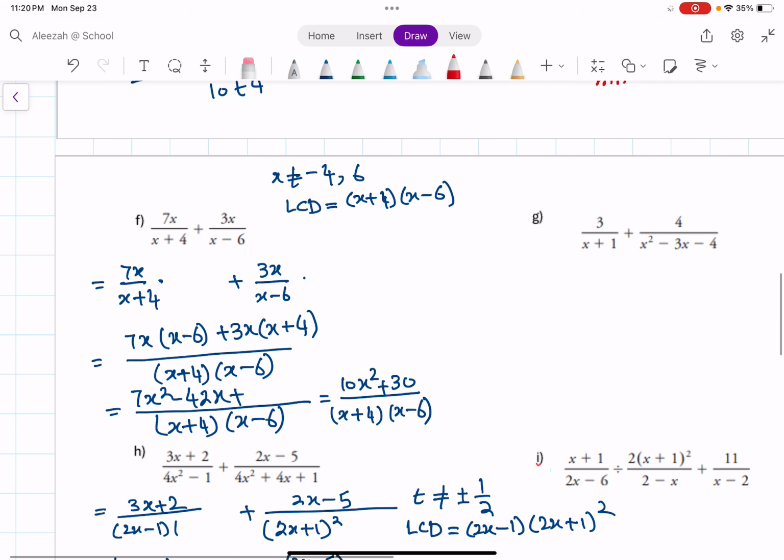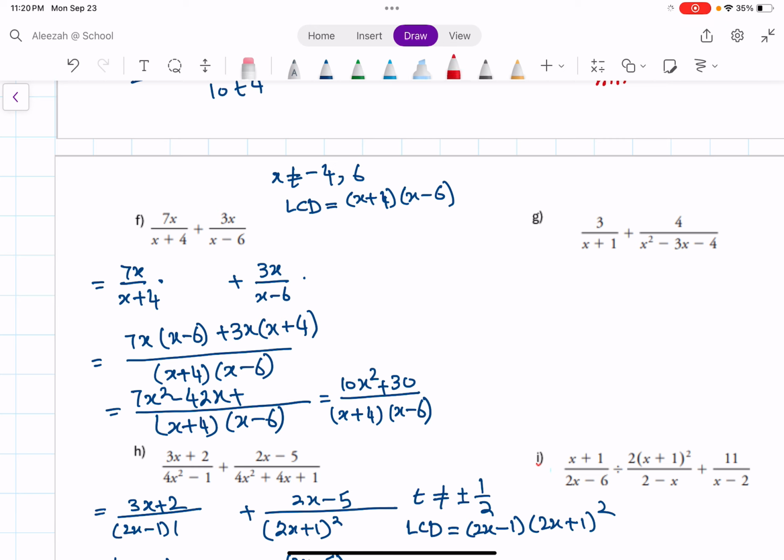Okay, for this question, first you write the restrictions. So x is not equal to -4, x is not equal to 6. And now, because I have these two factors, x plus 4 and x minus 6, they don't have any common factor, right? So to get the lowest common denominator, I will just multiply them, right?